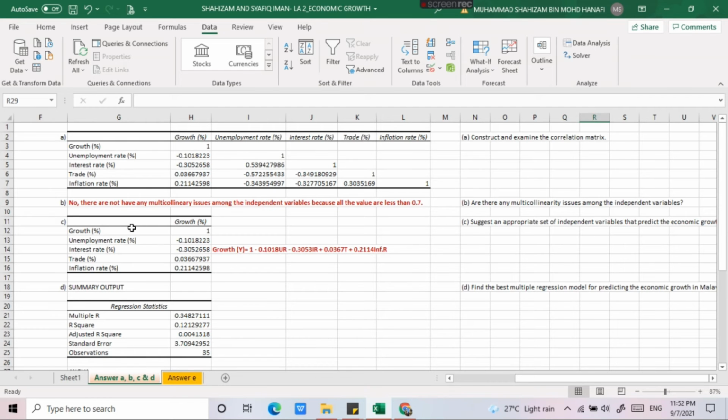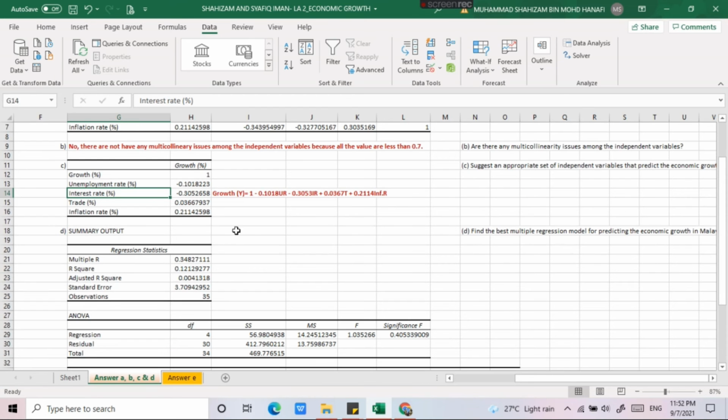Okay, for question C, suggest an appropriate set of independent variables that predict the economic growth in Malaysia. This data I get from the data above and then I copy paste. Okay, from this data, the equation is growth Y equals 1 minus 0.018 for the unemployment rate minus 0.3053 for the interest rate plus 0.0367 for the trade plus 0.2114 for the inflation rate.